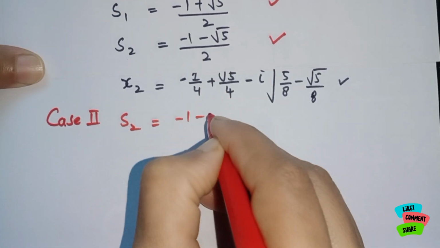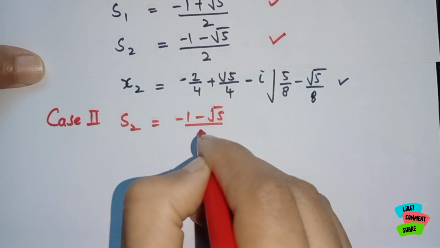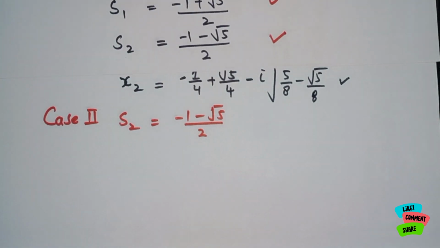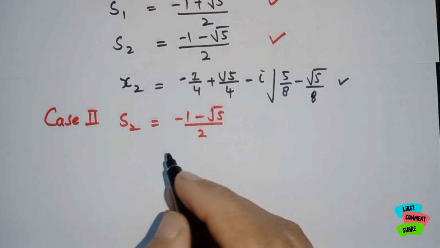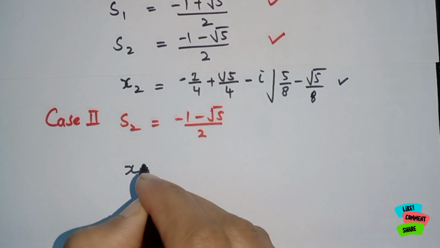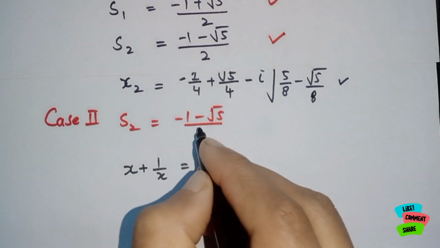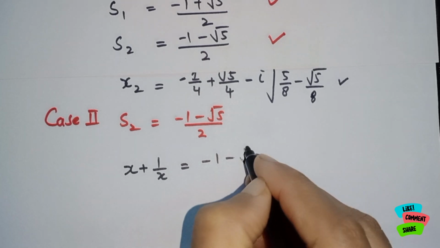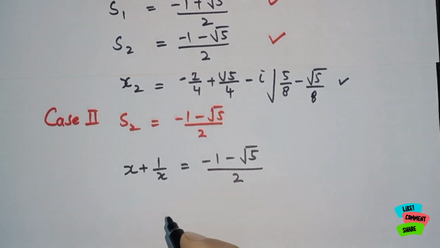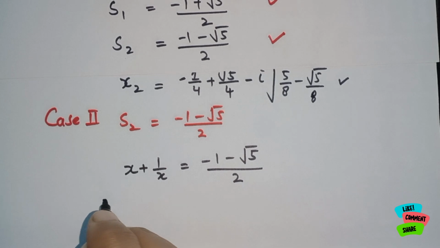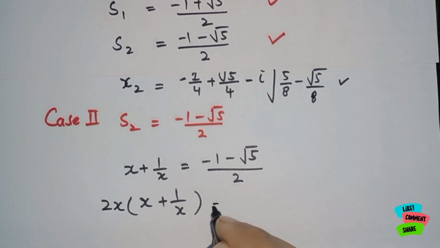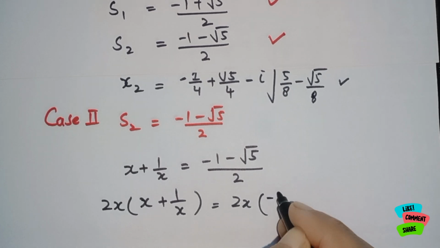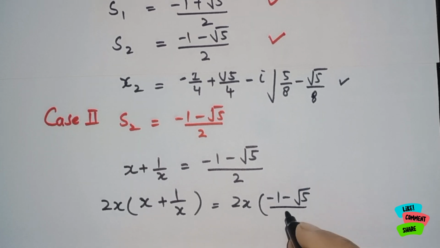S2 is equal to minus 1 minus square root 5 over 2. Here we will recall our substitution, and we will substitute the value. We know that our s is equal to x plus 1 over x, and we will write x plus 1 over x here, and this expression minus 1 minus square root 5 over 2. So we will multiply both sides with 2x. X plus 1 over x is equal to 2x minus 1 minus square root 5 over 2.